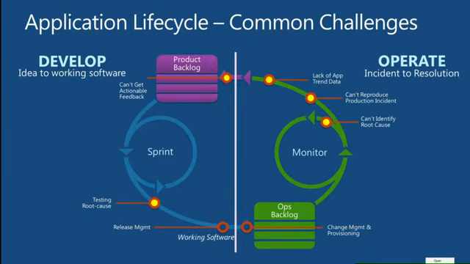I'm sure that many of you have seen this picture in various talks where we're talking about the continuous lifecycle, with developers focusing on the left side with their sprints, delivering code into production, and IT pros managing applications in production, monitoring them. Developers have their backlog, IT pros have their own backlogs. And as you see, there are a lot of friction points in this kind of lifecycle.